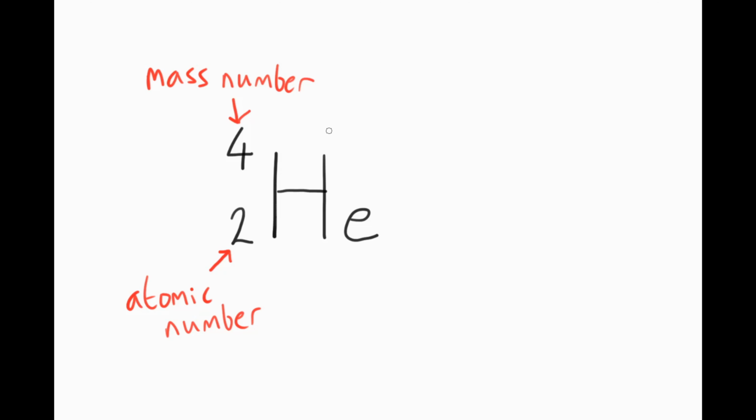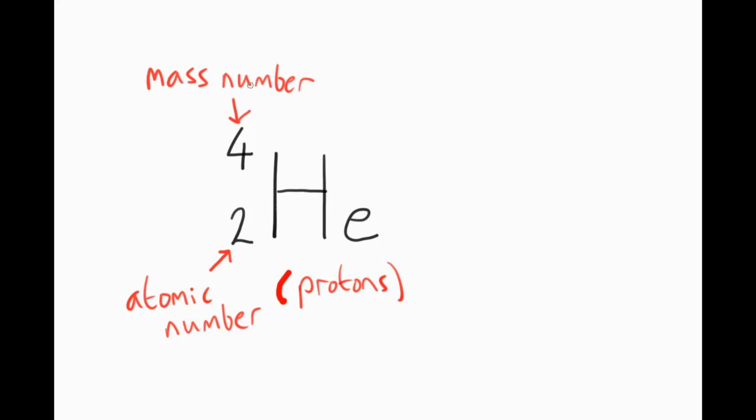When we write an element out like this, for example this is helium, we're actually describing what the atom is like. This number at the bottom here is the atomic number. This is simply the number of protons. Now this number defines what the element is. If it has 2 here, that means it is definitely helium. If it had another number here, it would not be helium. So it's the number of protons that defines the element.